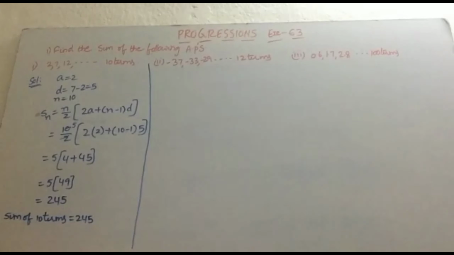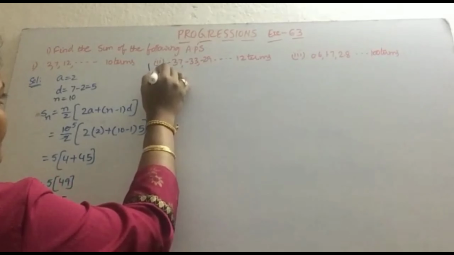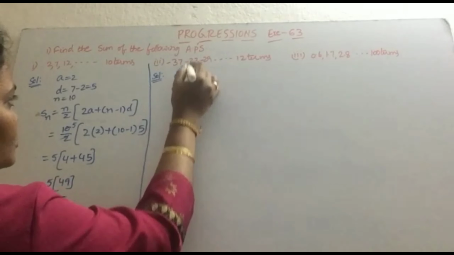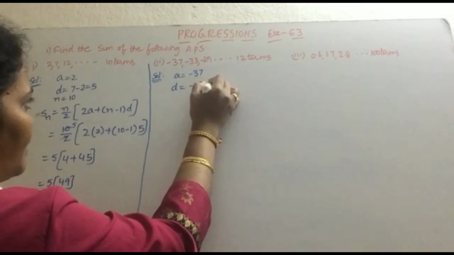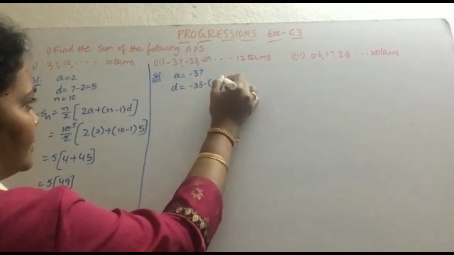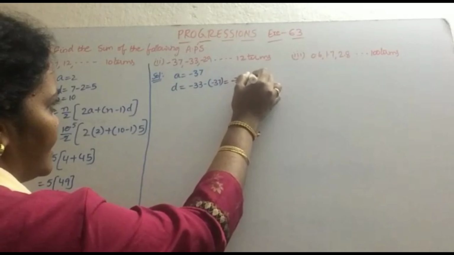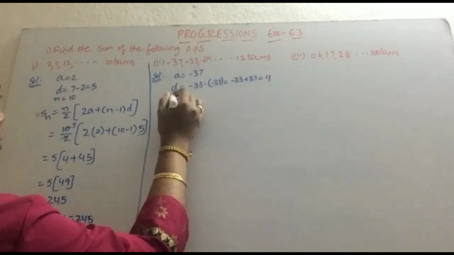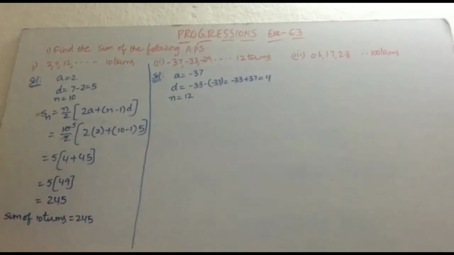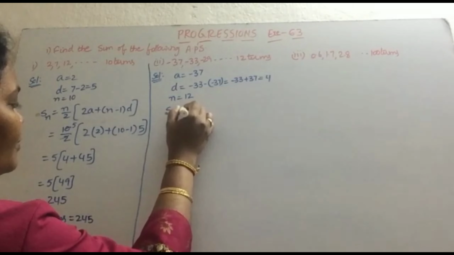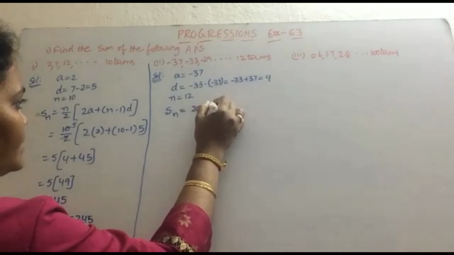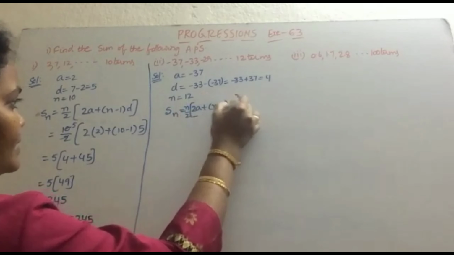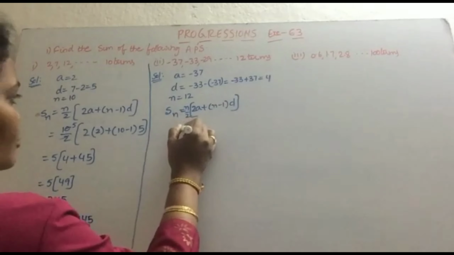And next problem, similarly, a is equal to minus 37, d equal to minus 33 minus of minus 37, that is equal to minus 33 plus 37, that is 4. And here n equal to 12. Now we will substitute the values in the formula. Sn equal to n by 2 into 2a plus n minus 1 into d. So here n is 12.